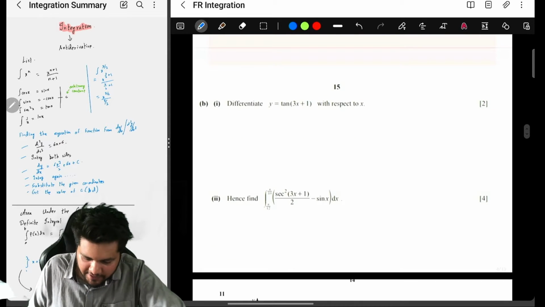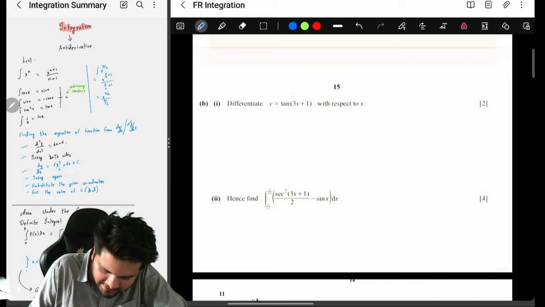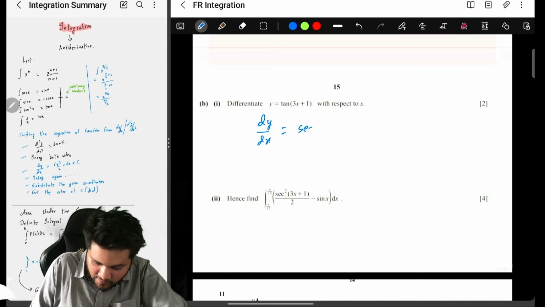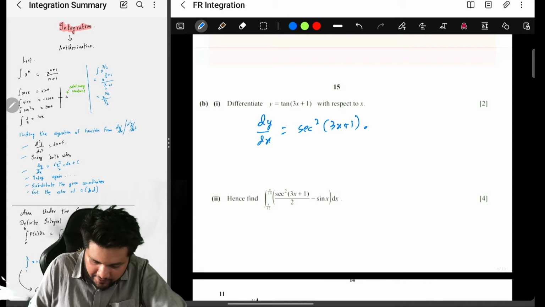Differentiate y is equal to tan(3x plus 1). Again, we can consider this thing as x, sorry, we are talking about derivatives, I just forgot. dy by dx directly is going to be sec square(3x plus 1) into derivative of whatever is inside.